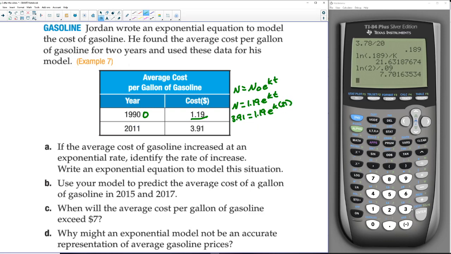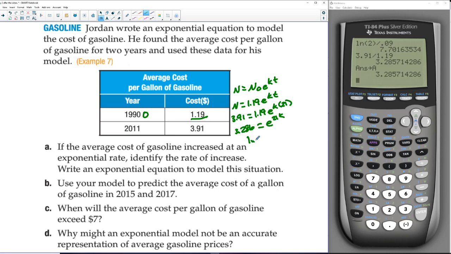Let's take 3.91, divide by 1.19, and we get that. How about alpha A? We're going to store that. We just need to store it. Store in alpha A. So we get 3.286 is equal to e to the 21k.